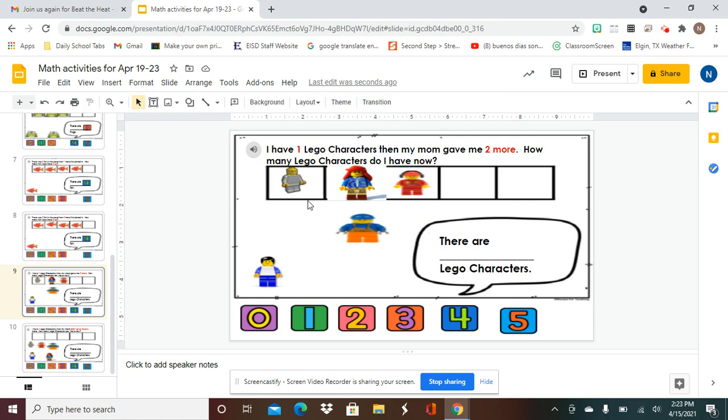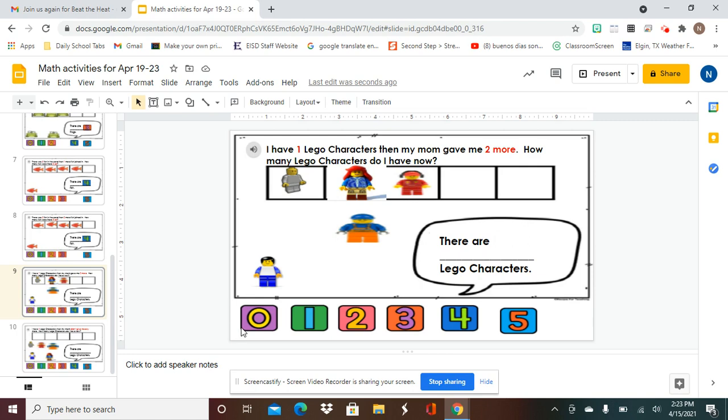Okay, so how many Lego characters do I have now? How many do I have in total? So let's count them so we can know. Remember, we're not counting this one's out down here. We're only counting the ones up here. So let's count. 1, 2, and 3. So there are 3 Lego characters.